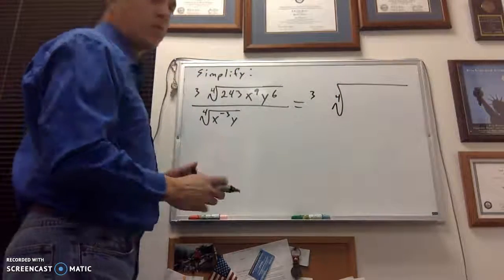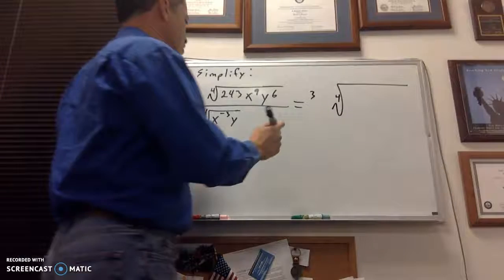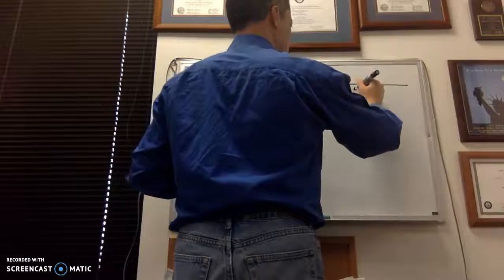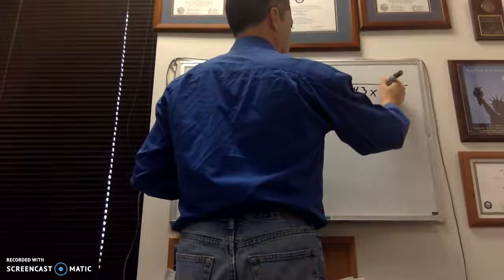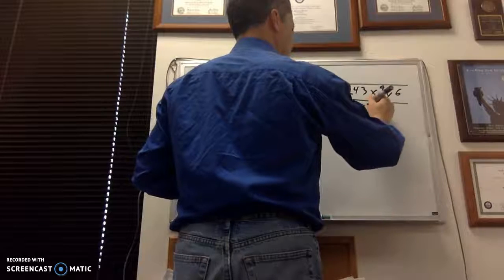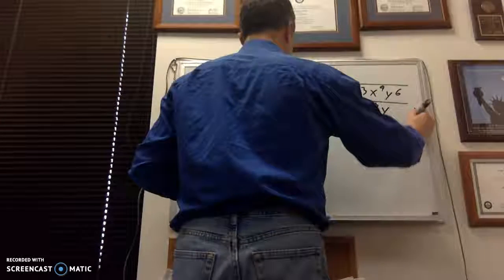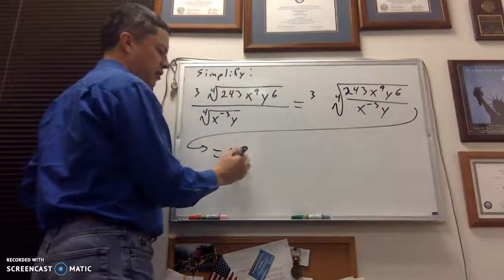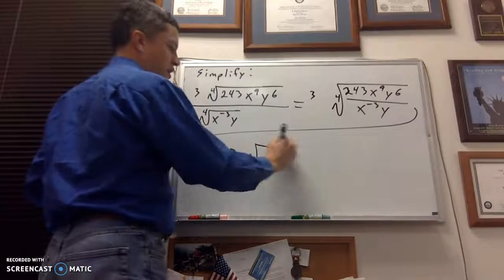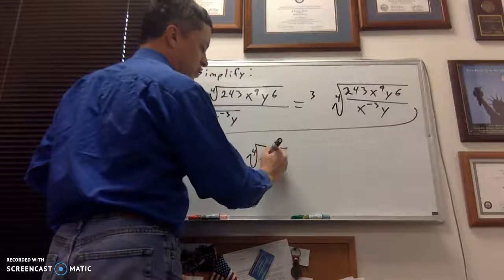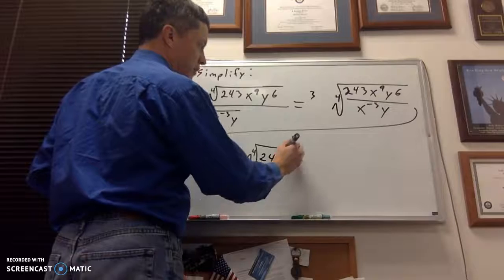So I'm going to use the quotient property of radicals here. So I'm going to put this whole fraction 243 x to the ninth y to the sixth over x to the negative third y. Now the effect that's going to have, I'm going to rewrite my 3 here, is I can now reduce that fraction a little bit. So I'll have my 243 here.